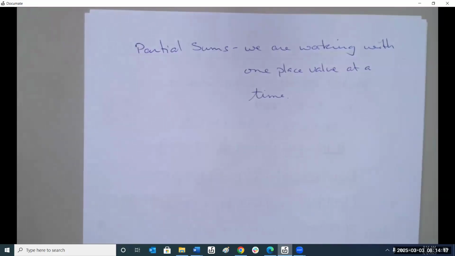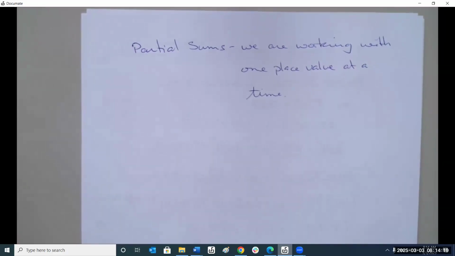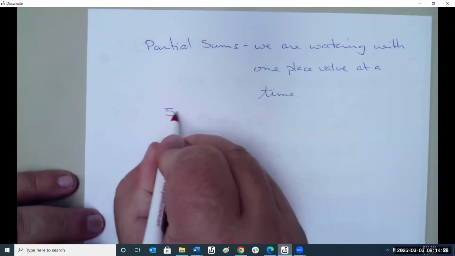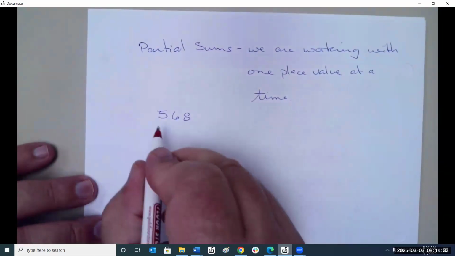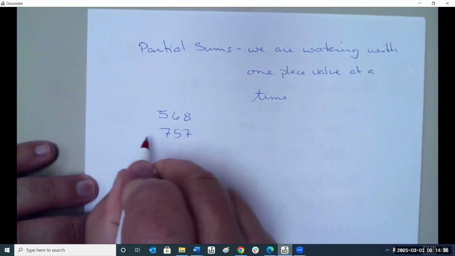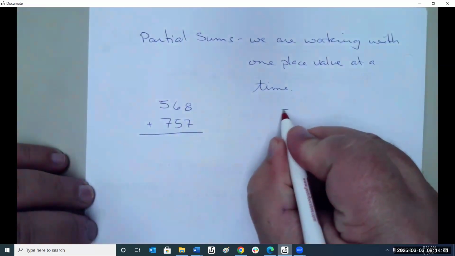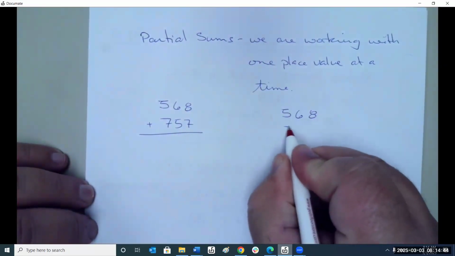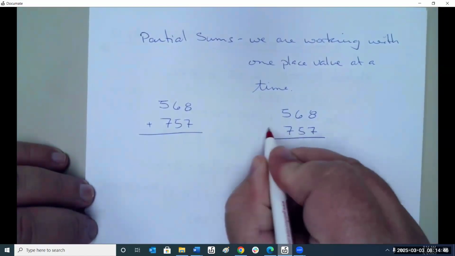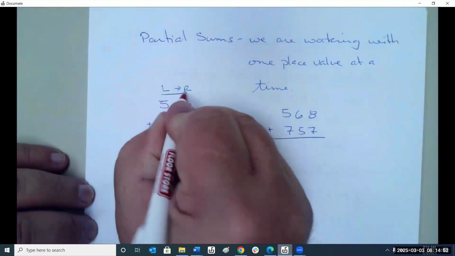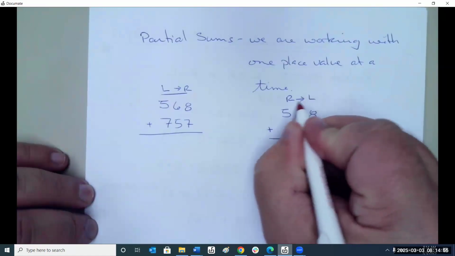All right. There are different types of partial sums. Let me use the numbers here: 568 plus 757. We'll do it two ways. This way we'll go left to right. This way we'll go right to left.